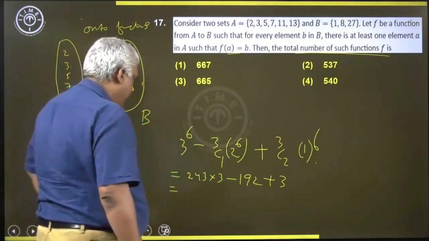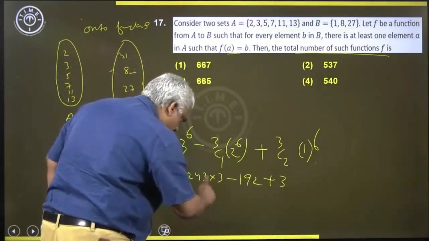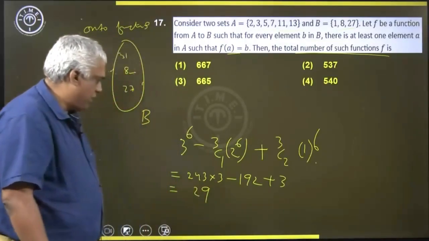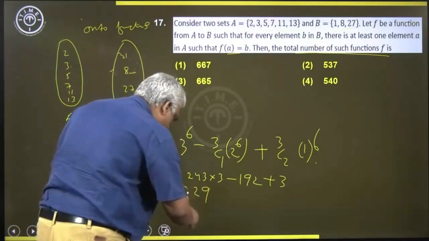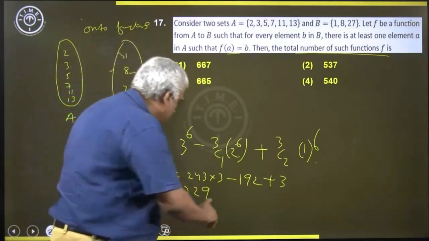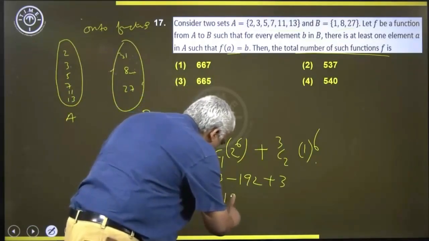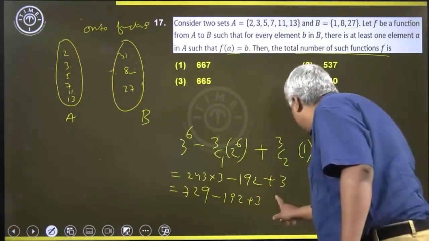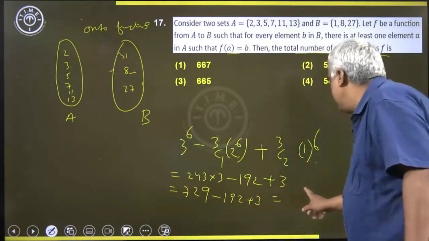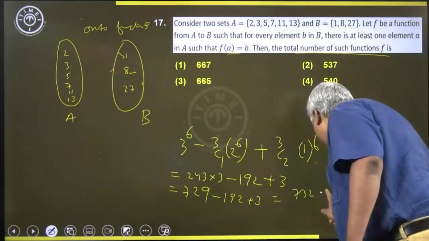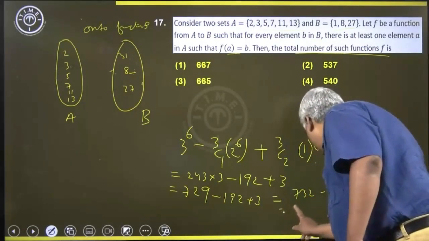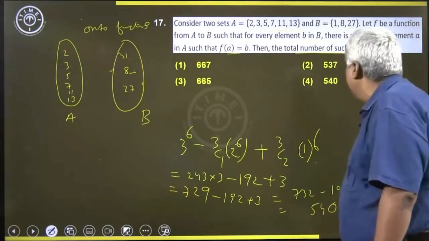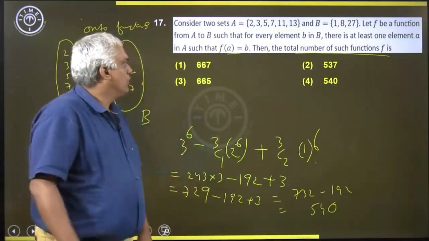3 to the power 6 is 729, which is 9 cubed. So it is 729 minus 192 plus 3. 729 plus 3 is 732. 732 minus 192 is 540. So the answer is 540.